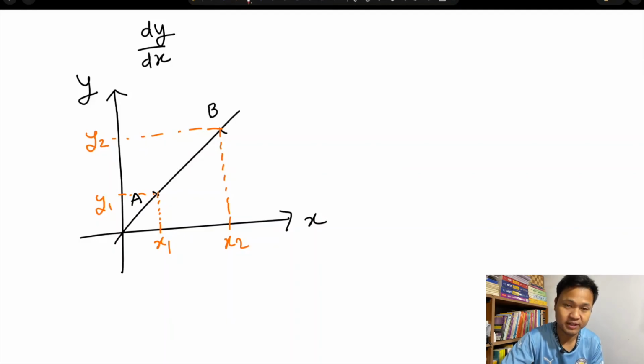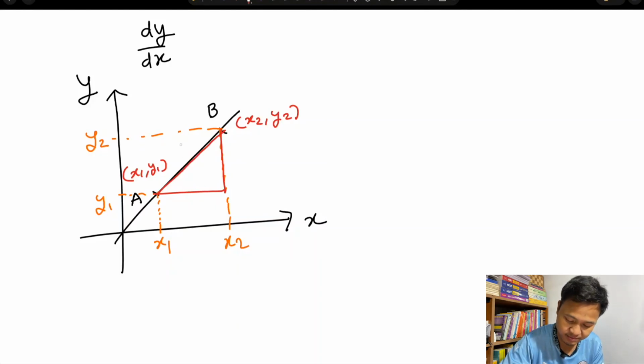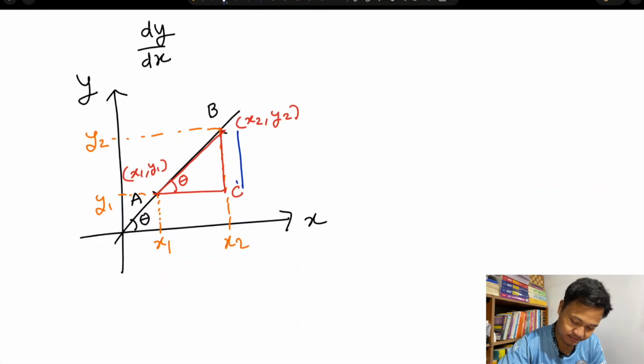Suppose I have a graph here, y and x. Here I have points A and B. A is (x1, y1) and B is (x2, y2). Here you see this right triangle, let's say with vertex C, triangle ABC. Suppose the straight line makes an angle theta with the horizontal.